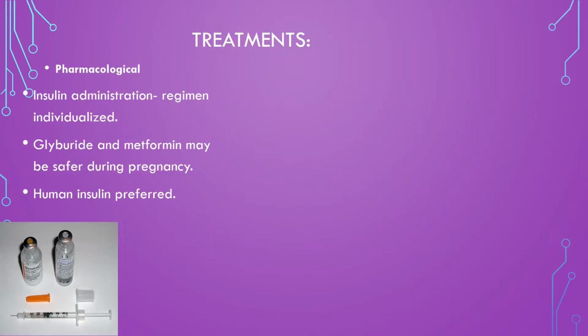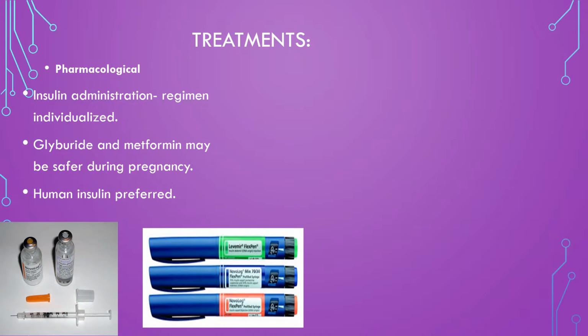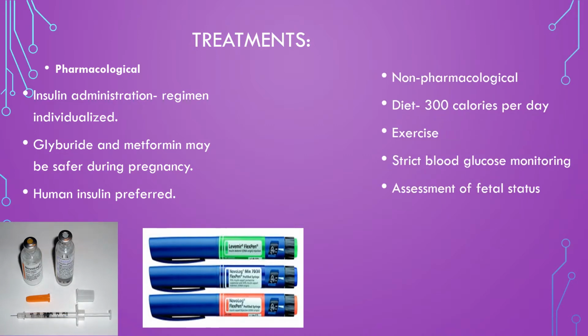Some treatments: pharmacological, insulin administration. Some of the regimen is individualized. Glyburide and metformin may be safer during pregnancy. Human insulin is preferred. The non-pharmacological treatments are diet, 300 calories per day, exercise, strict blood glucose monitoring, and assessment of the fetal status.